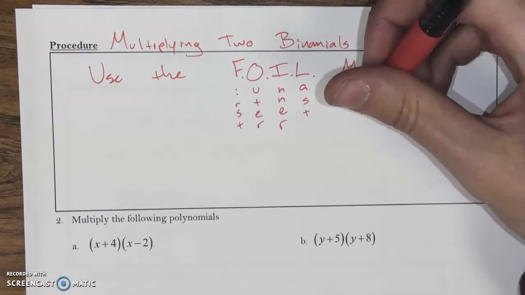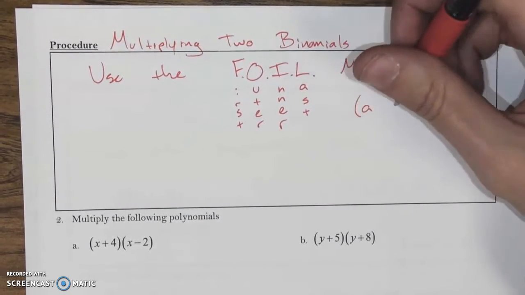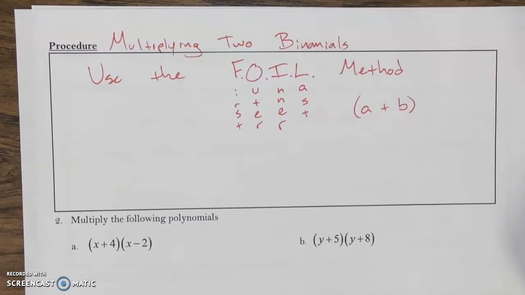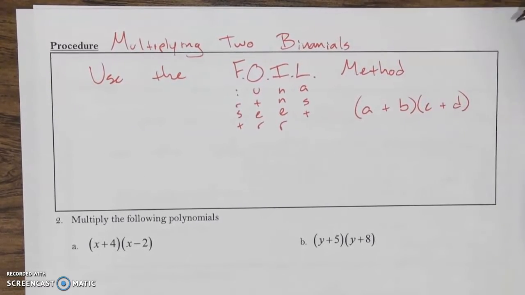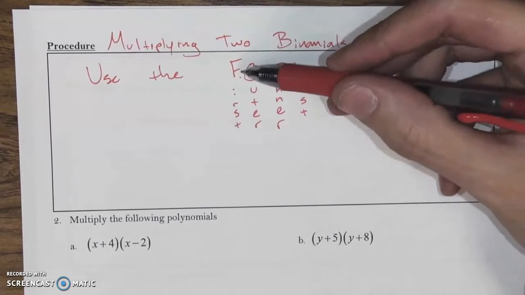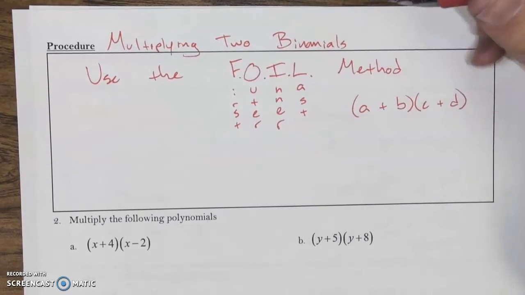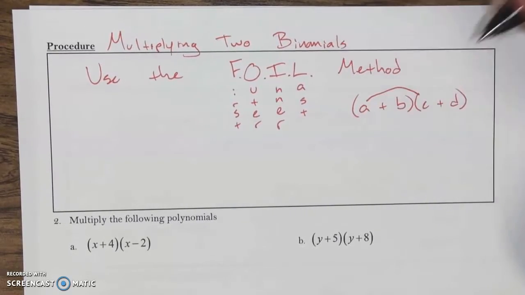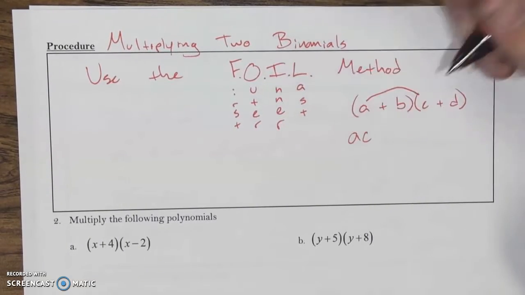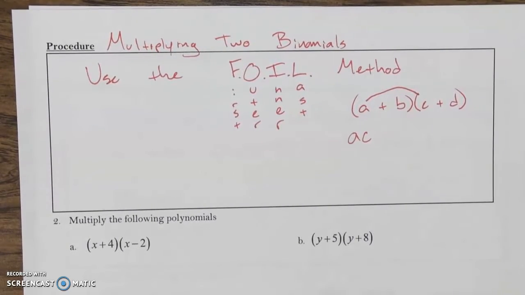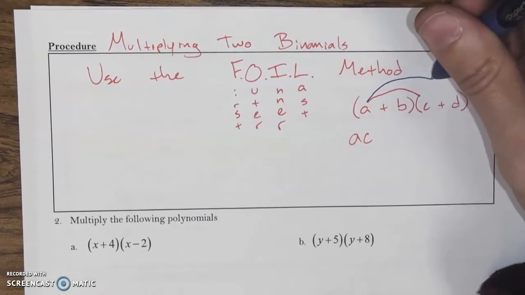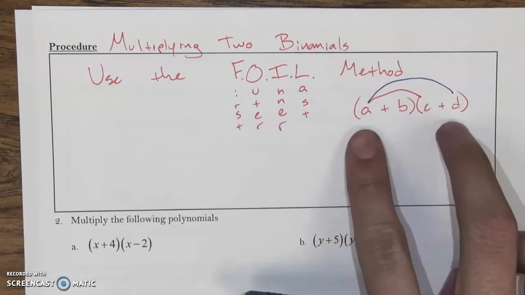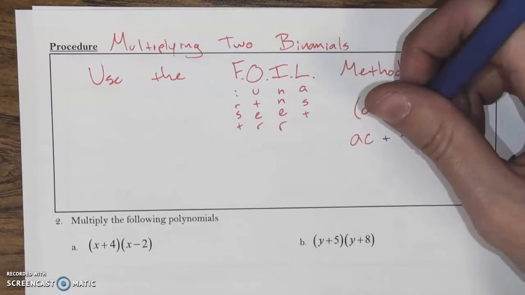So, for example, if I have a binomial a plus b times another binomial c plus d, then we start by multiplying the first term in each binomial. So we multiply a times c, that first term in each of the binomials. A times c is ac. Next, we do the outer terms. So a times d, the two outer terms. So we have plus a times d.